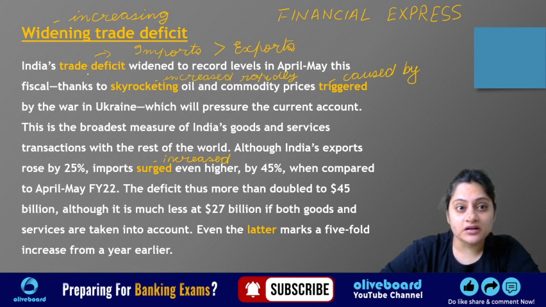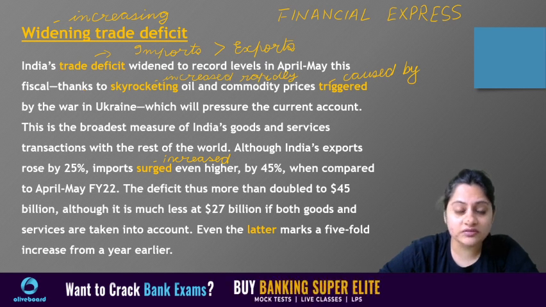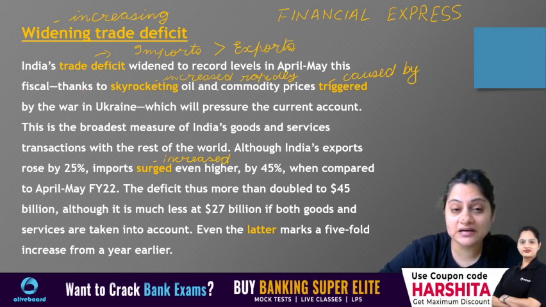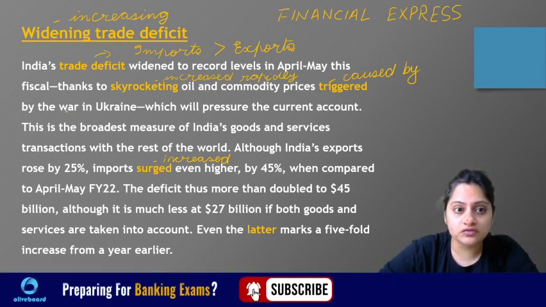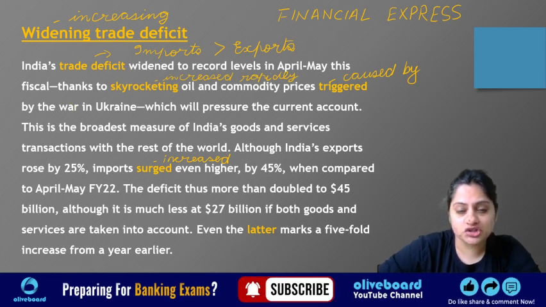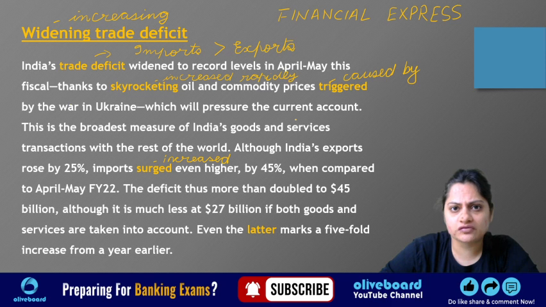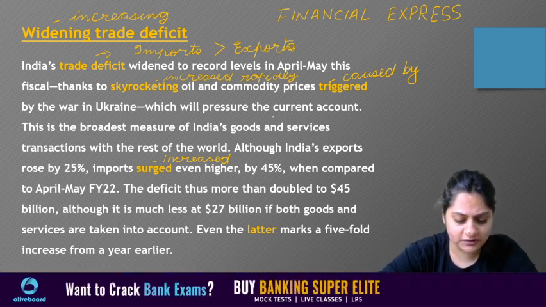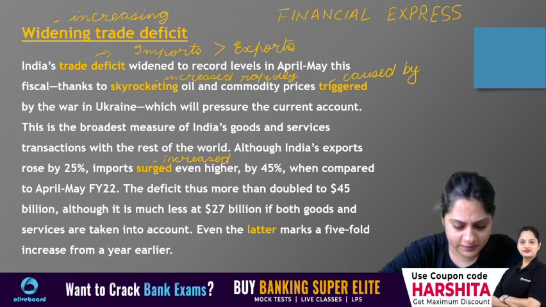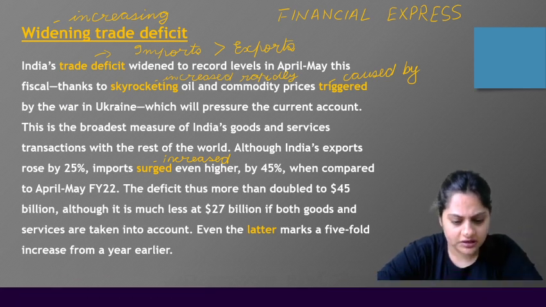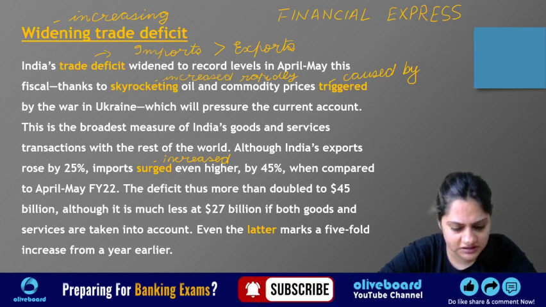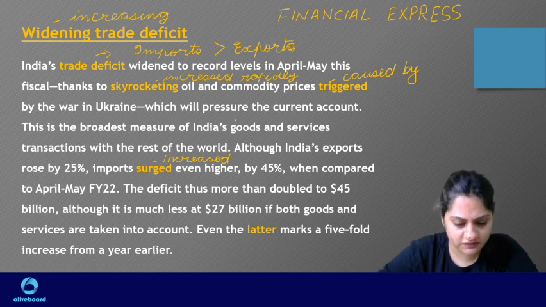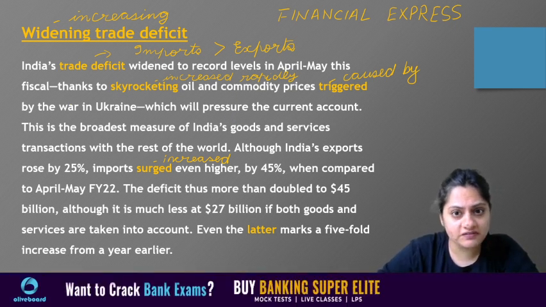Now guys, you understand that this has widened, increased. Why did this happen? Thanks to the rapidly increasing commodity prices. Oil prices and commodity prices have increased because of the war in Ukraine, which put pressure on the current account of a country. The current account covers the current expenses plus investments, imports and exports of goods and services, everything. Particularly imports of goods and services, whatever payment we made to foreign investors, giving financial help, everything is in the current account.